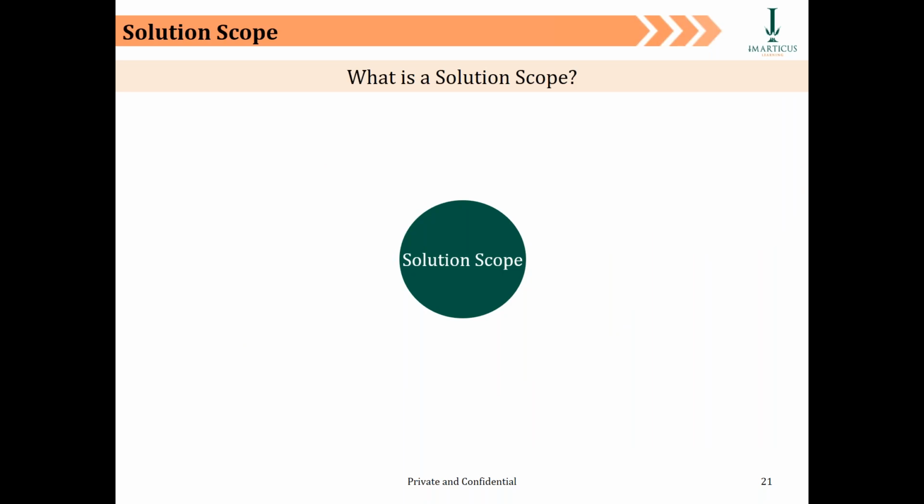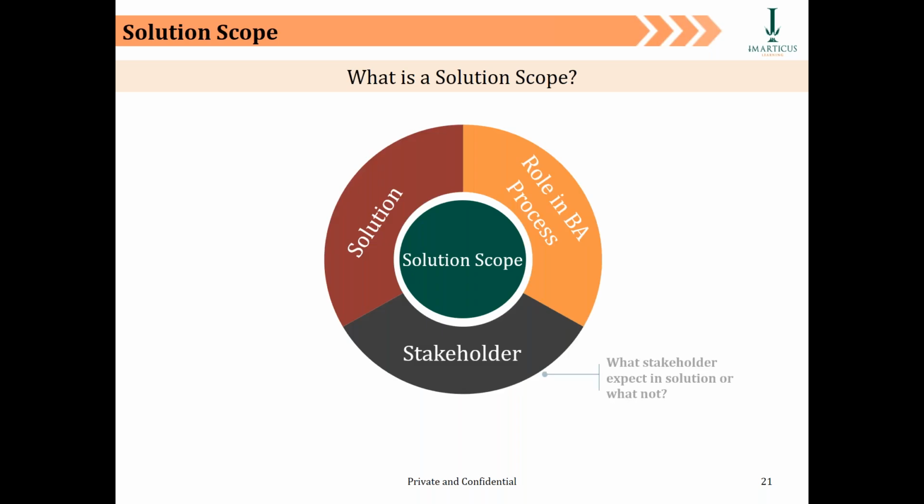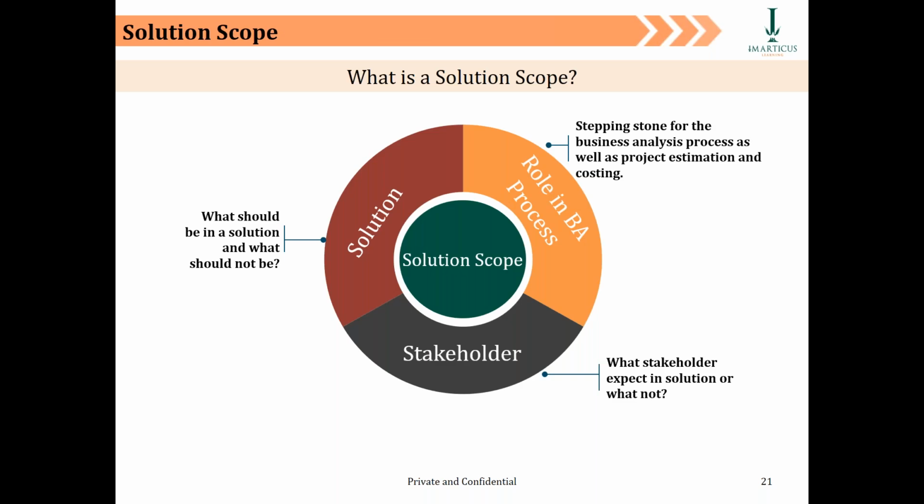Let's talk a little bit about solution scope. While I'm discussing any evolving requirements, what do I have to think from a solution perspective? Eventually, I have to give a solution to the client, right? So guys, this is the overall core solution perspective that we have to work out. One, the role in the BA process. Second, obviously, stakeholders. Third is the solution itself.